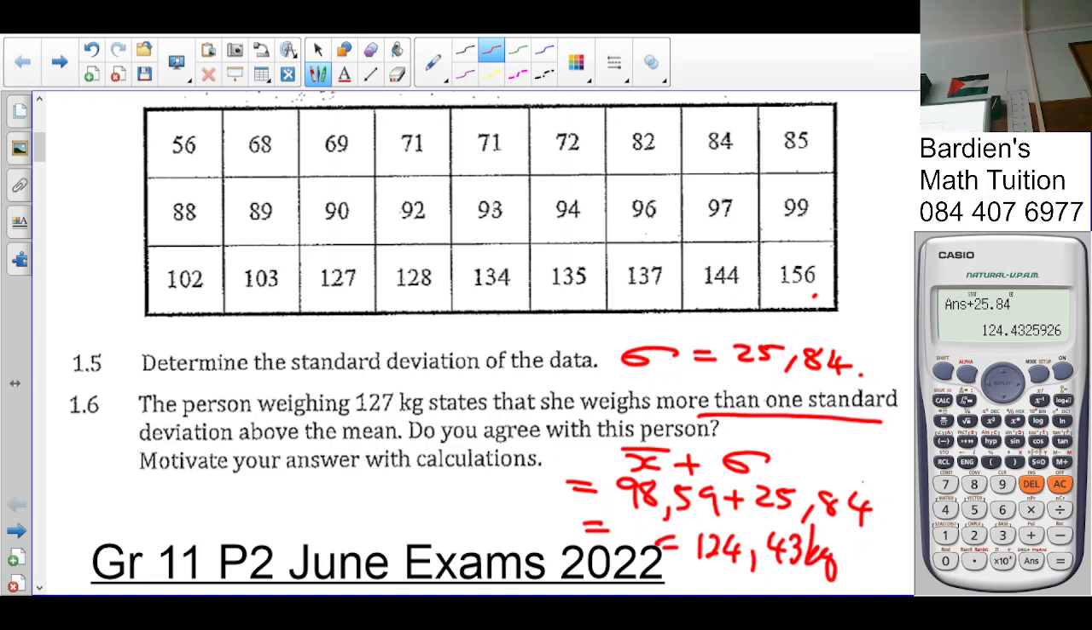So what does that say? If it was within 1 standard deviation, I would look at below 124,43. But the person says that she's 1 standard deviation out, above the mean. Do you agree with this person's statement? Is 127 more than 124,43? Yes, it is more than that. So do you agree with the statement? Yes. So we agree with the statement that the weight is 1 standard deviation above the mean.